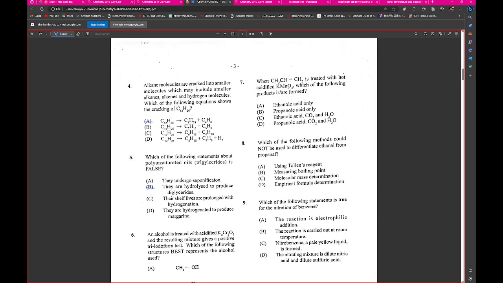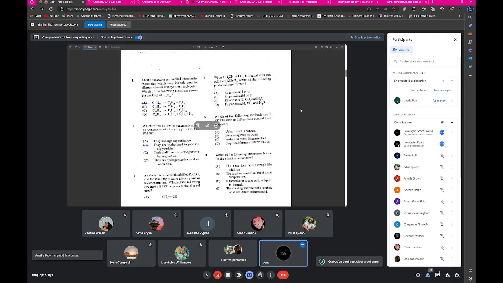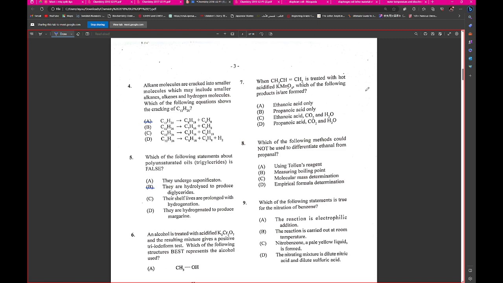Oh wow. We have our propene here, right? Notice that it doesn't make any sense to say one propene because with propene specifically, you're always going to have one. It's treated with hot acidified potassium permanganate. Which of the following products is or are formed?